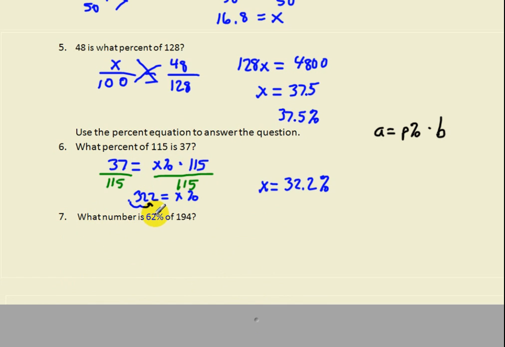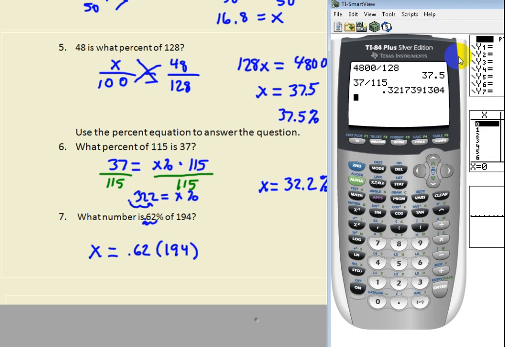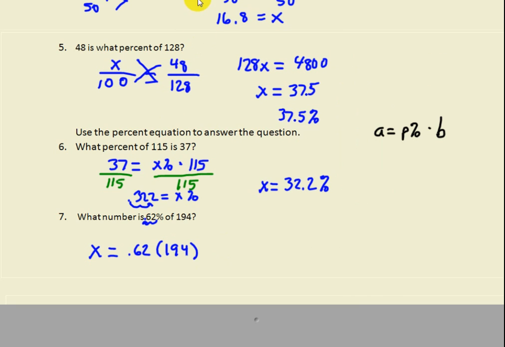Okay, what number is 62% of 194? And so we're looking for what number, so X is, and then 62%, we need to convert that to a decimal before we multiply. So we get 0.62 times 194. So again, I'll grab the calculator here and take 0.62 times 194, and that equals 120.28. So X equals 120.28.